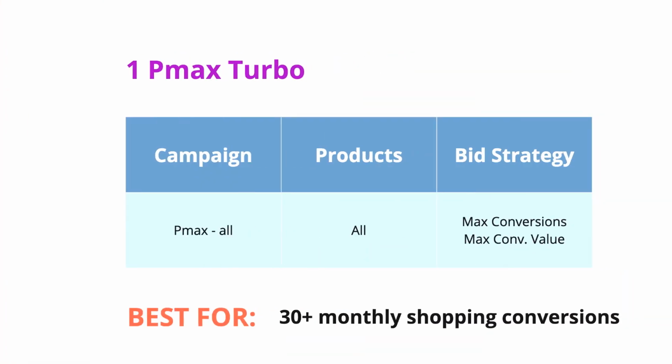Pmax Turbo is the simplest way to set up and run your shopping ads. It's great for beginners and can perform really well, especially for campaigns with at least 30-50 monthly sales. With this setup, you use either maximize conversions or maximize conversion value bidding, but without setting specific performance targets. This means you won't spend more than your monthly budget.